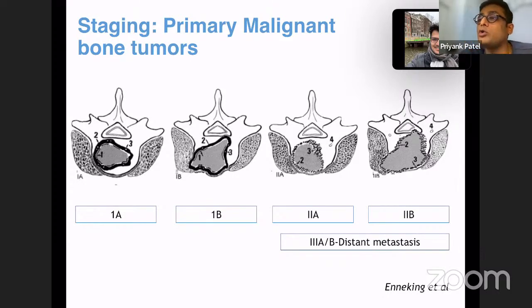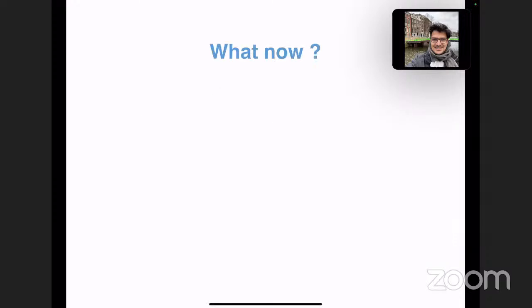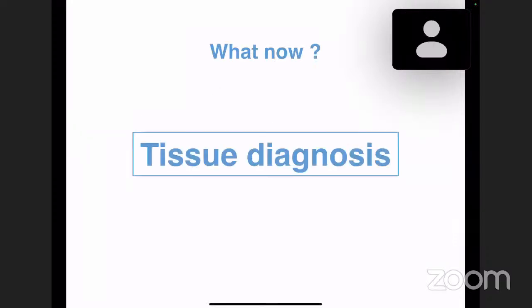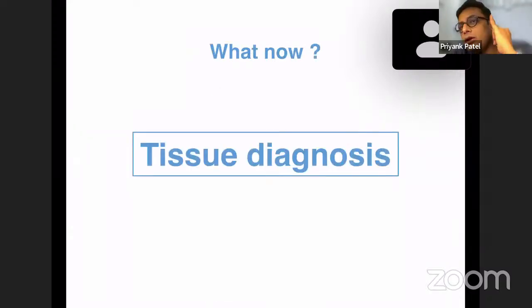So staging is going to help you decide how much effort you want to push behind this patient and what the different types of treatment you want to do are. Are you guys with me till here? Yes, sir. Great.